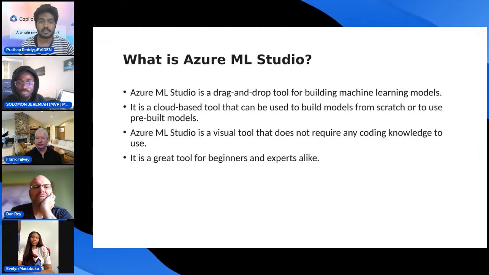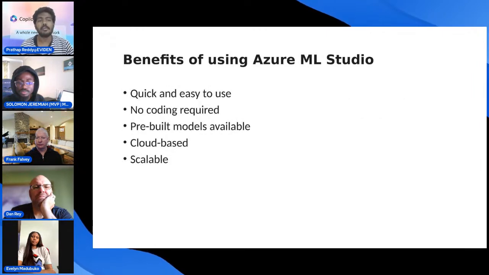We have some key benefits. It is very quick and easy to use. No coding is required, and pre-built models are available. We have pre-built models like GPT models, Llama models, and Hugging Face models, plus prompt engineering and automated ML. So lots of models are available. It is cloud-based and scalable. These are the major key benefits of Azure ML Studio.